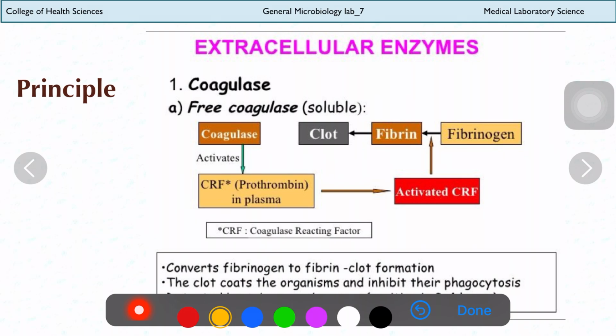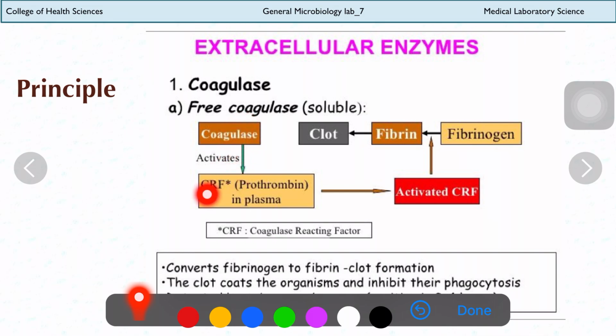The principle of this test, as we said, we have an extracellular enzyme, the coagulase enzyme. This enzyme is known as free coagulase. Why? Because it's a free enzyme outside of the bacterial cell, and it is soluble. Free and soluble, same.